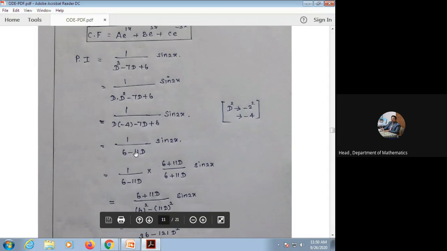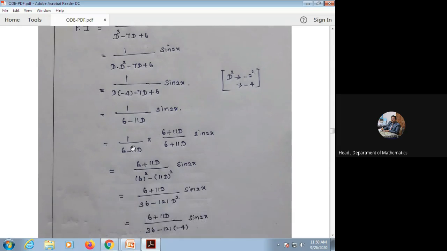So 1 divided by 6 minus 11D, multiplying and dividing by the conjugate of the denominator value, into sin 2x. Therefore, multiplying these two values, we get 1 into 6 plus 11D, as it is, 6 plus 11D. In this denominator, what is the form? (a minus b) into (a plus b).